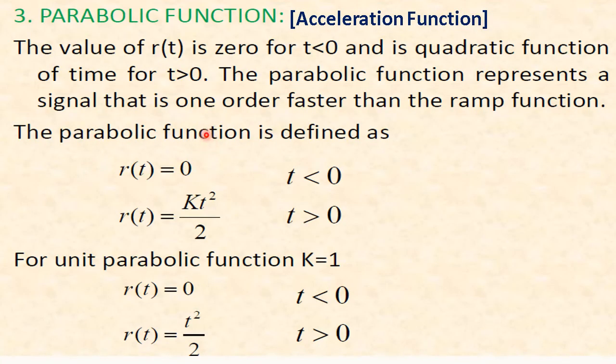Now the third signal is parabolic function or acceleration function. The value of r of t is 0 for t less than 0 and is quadratic function of time for t greater than 0. The parabolic function represents a signal that is one order faster than the ramp function. The parabolic function is defined as r of t is equal to 0 for t less than 0. R of t is equal to kt square divided by 2. K is the magnitude. Since it is a curve, we are getting the function as t square divided by 2. For a unit parabolic function, k will be equivalent to 1. So we get t square by 2.